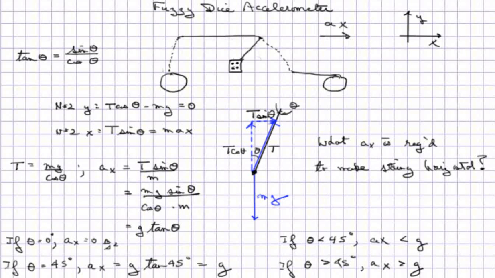And essentially, if theta is less than 45 degrees, we have an acceleration to the right of less than g. If theta is bigger than 45, we have an acceleration to the right that's bigger than g. And so here's a question for you to think about. What a_x is required to make the string horizontal? I'll let you think about that.